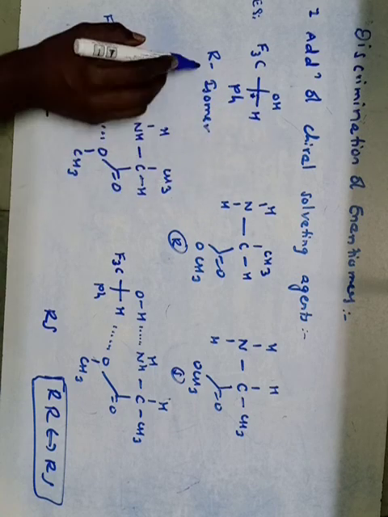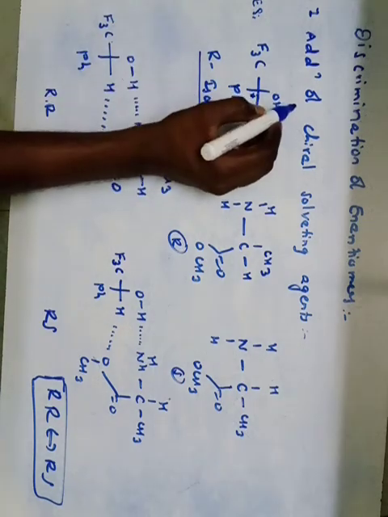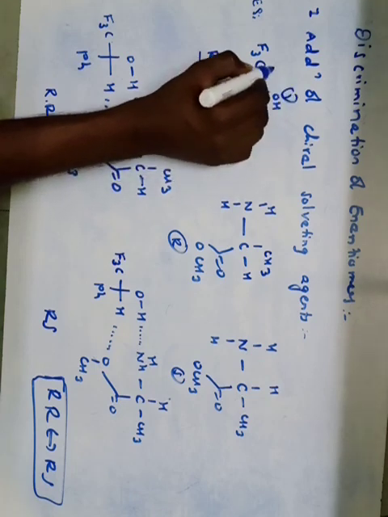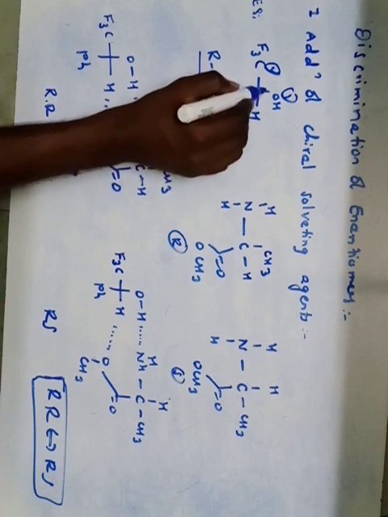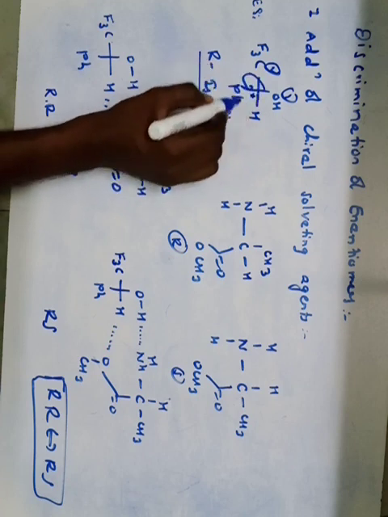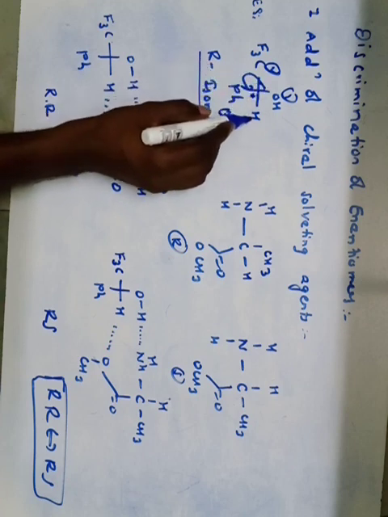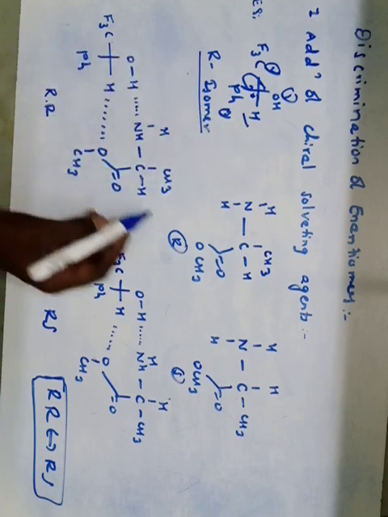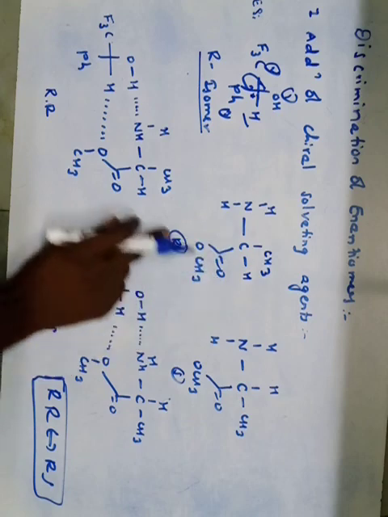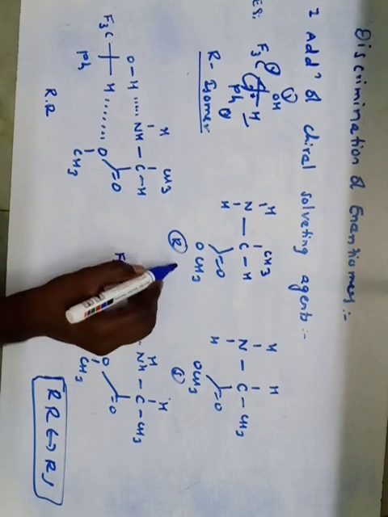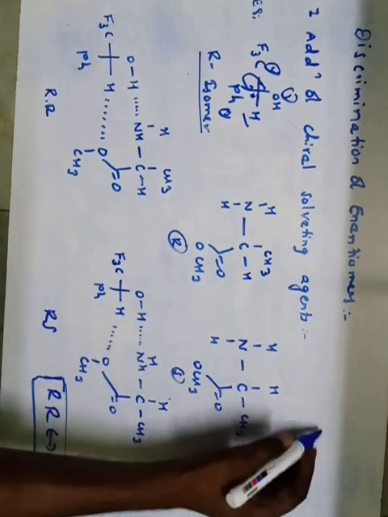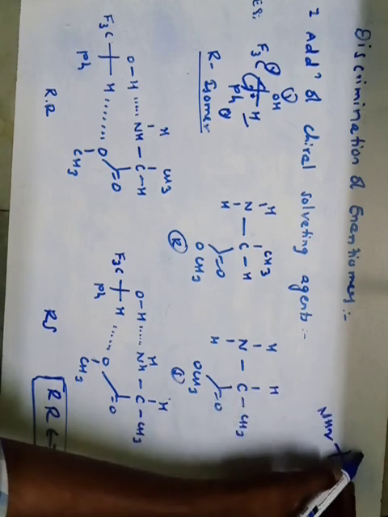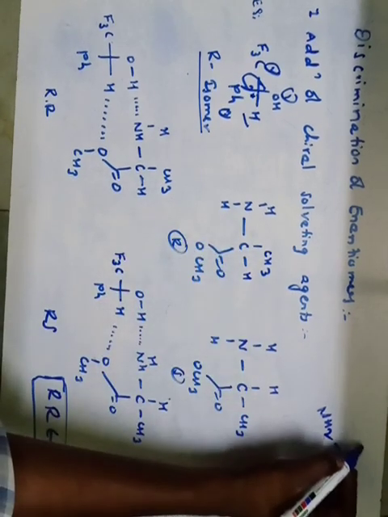Here, this is the R configuration. Let's see how. Now we are giving the priorities 1, 2, 3 in an anti-clockwise direction, and the fourth priority group is in the horizontal, which means R configuration, right? Similarly, for this one I write NH2, and this is the chiral carbon, CH3.